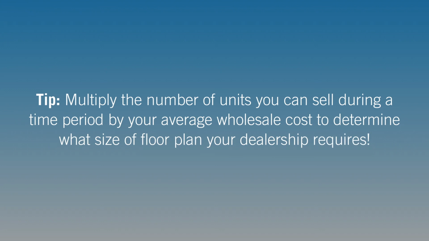For example, let's say you typically stock a 45-day supply of units that average $5,000 wholesale, and you sell on average 20 units a month. Multiply 20 units per month by $5,000. This tells you your need is $100,000.